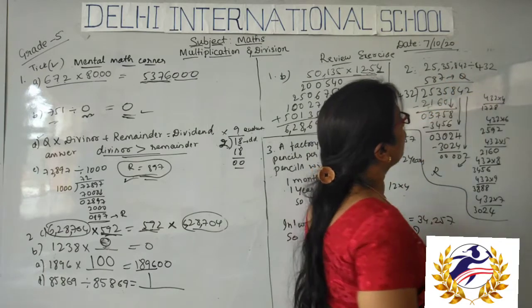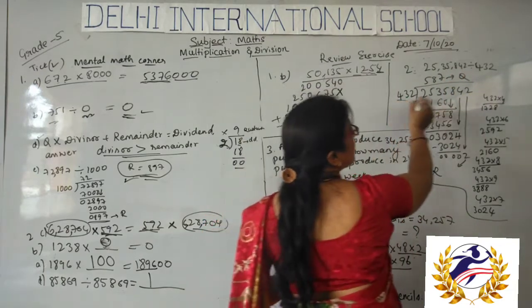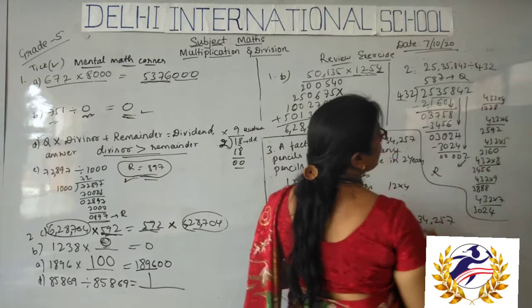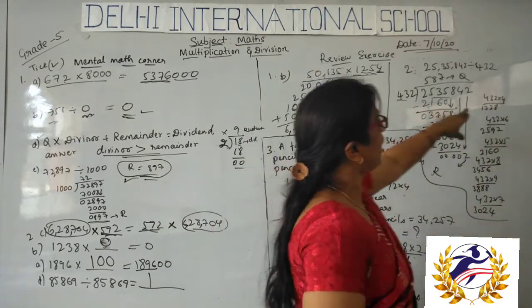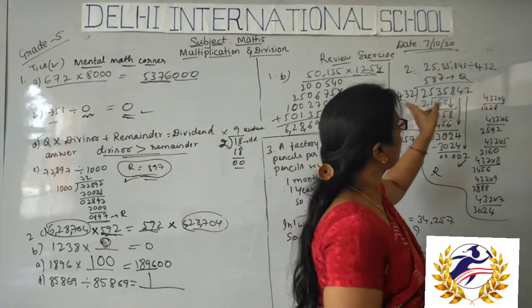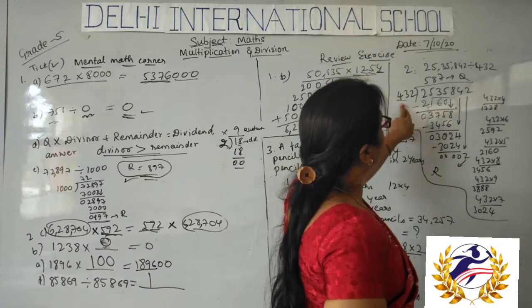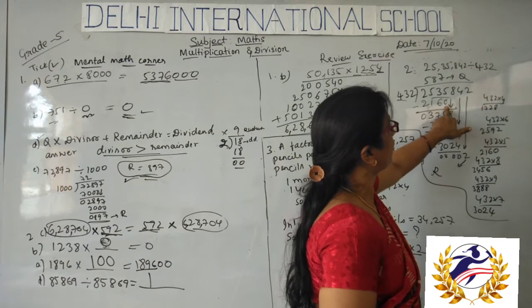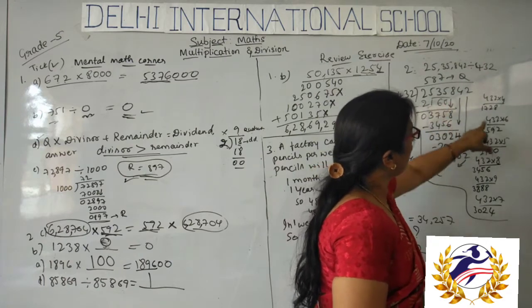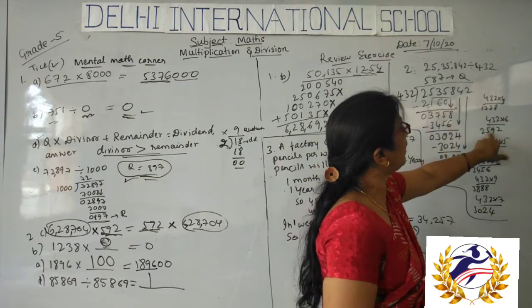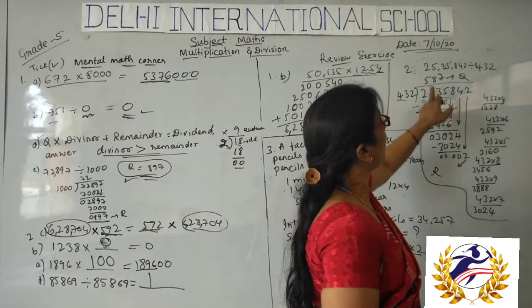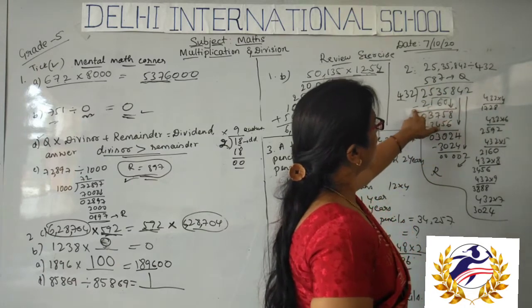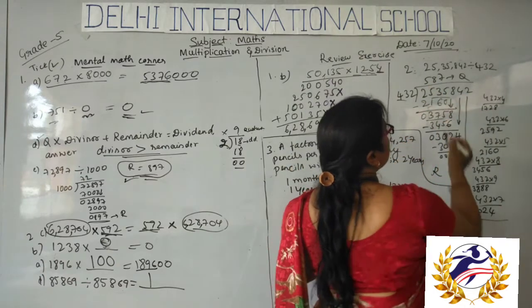25,35,842 divided by 432. 432 is the divisor. This is the dividend they have given. So I must write the 432 table here. 432 5s are 2160, because 6 gives 2592. That's why I took 5s. So when I do subtraction I got 375.